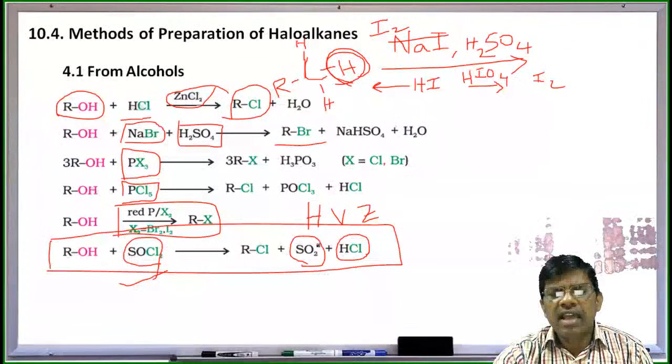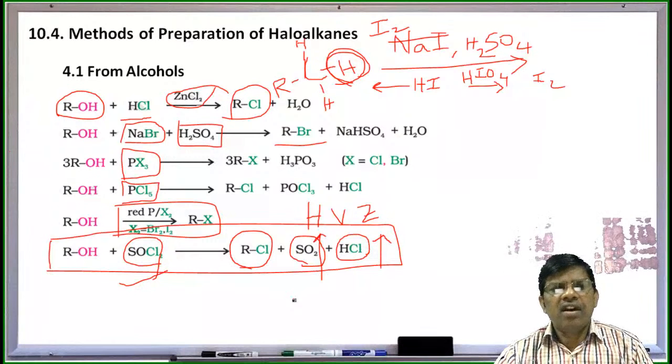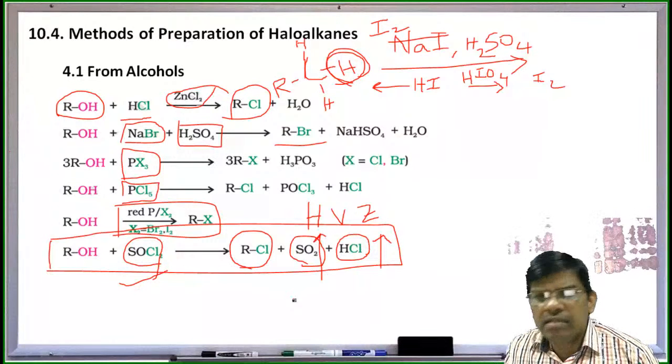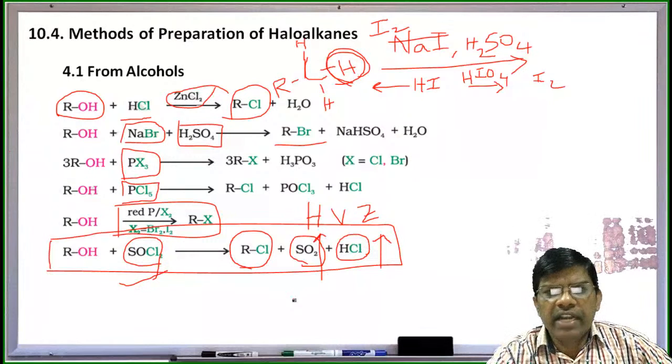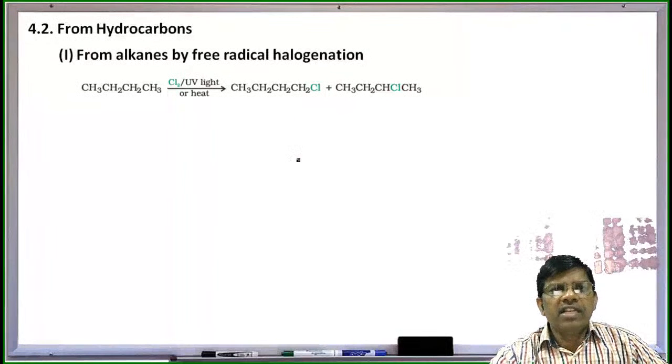So these gases will evaporate from the reaction mixture, and the leftover will be the pure alkyl halide. So this is how haloalkanes can be prepared from alcohols by treating with thionyl chloride. Next, from alkanes by free radical halogenations.